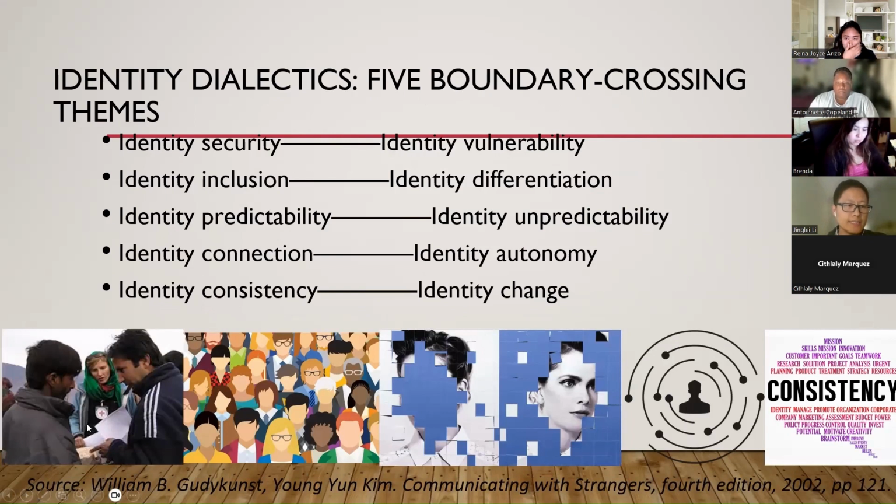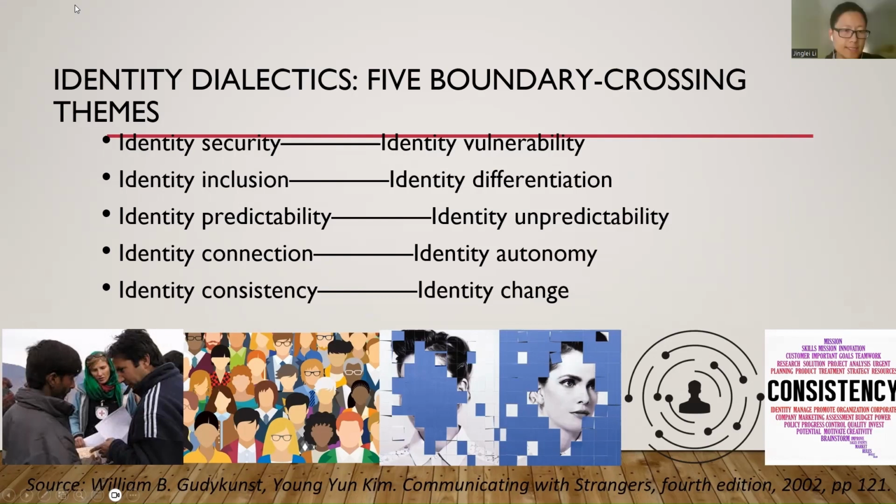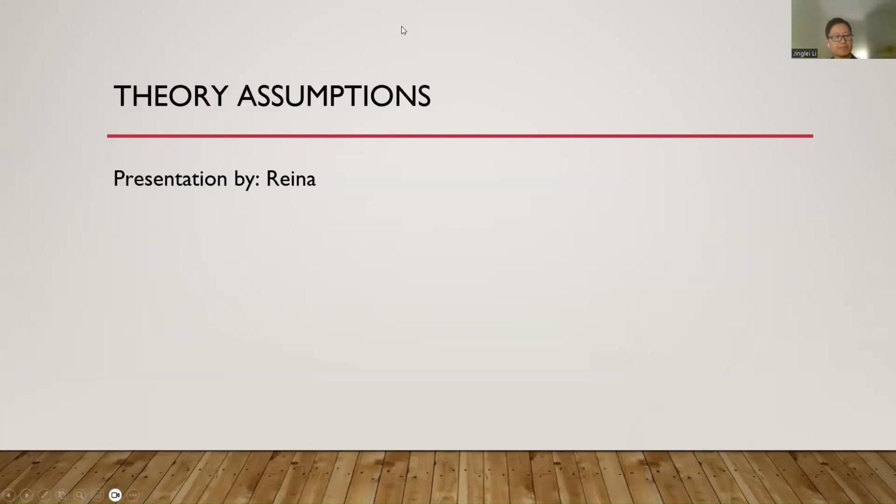So next, during the identity negotiation, the identity dialectics also arise, including identity security or vulnerability, identity inclusion or differentiation, identity predictability or unpredictability, identity connection or autonomy, identity consistency or identity change. So this is the main basic content of the identity negotiation theory. And in the following slide, Rina will introduce assumptions and other related contents of the identity negotiation theory.